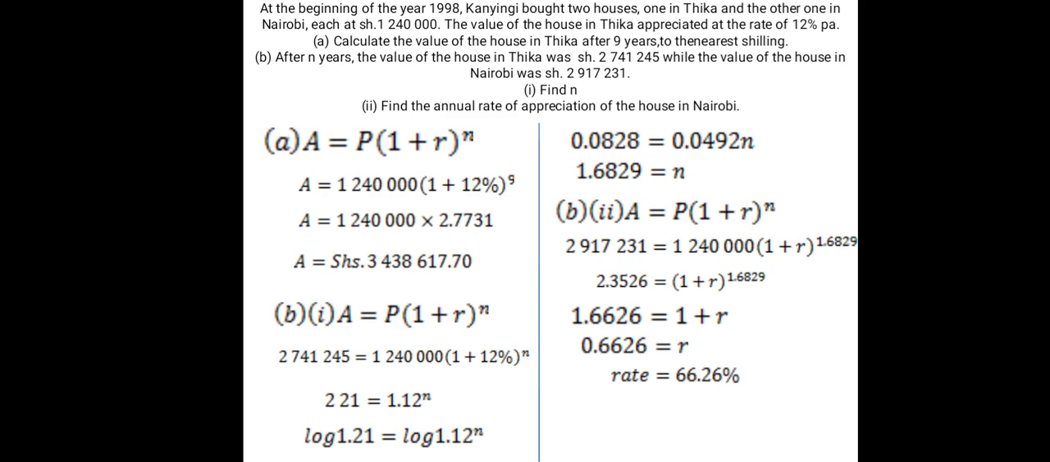So part A, we calculate the value of the house in Thika after 9 years. We use the compound interest formula A equals P into 1 plus R raised to the power of n, and we get the value is 3.4 million shillings. Part B, we have been told to find n. So we use the formula A equals P into 1 plus R to the power of n, and n becomes unknown. So we calculate for n.